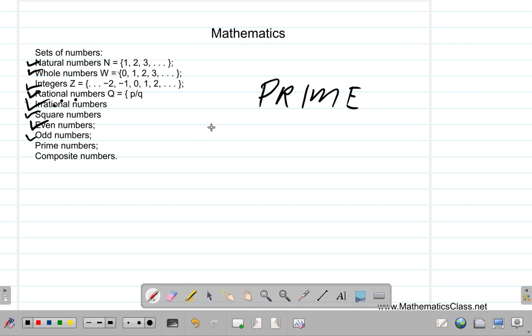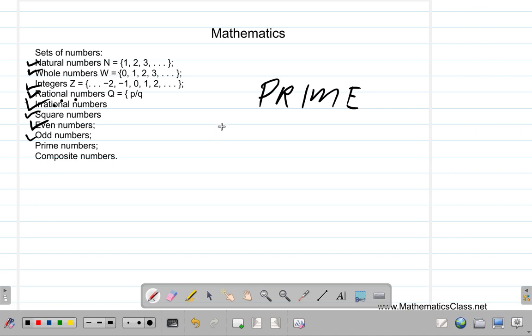You can divide them by themselves and the answer is 1. You can divide them by 1 and you get the number itself. If you divide them by any other number, you will get an answer and a remainder. When you get a remainder, you say it is not divisible by that number.